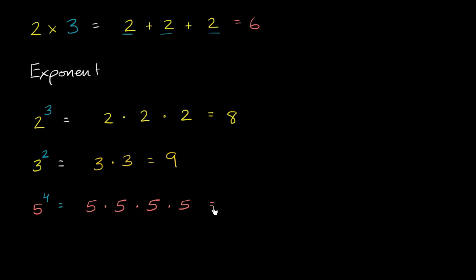So what is this going to be? Well, 5 times 5 is 25. 25 times 5 is 125. 125 times 5 is 625.